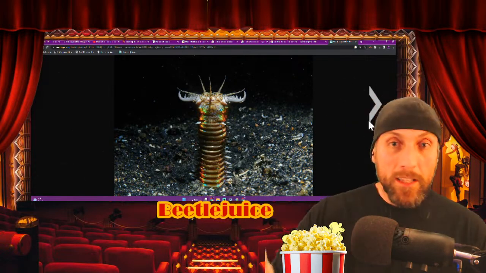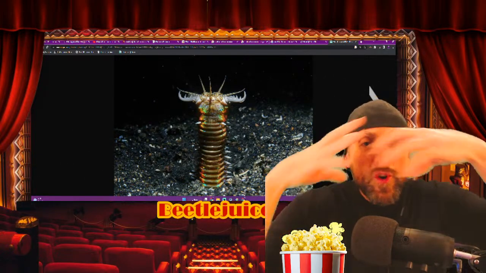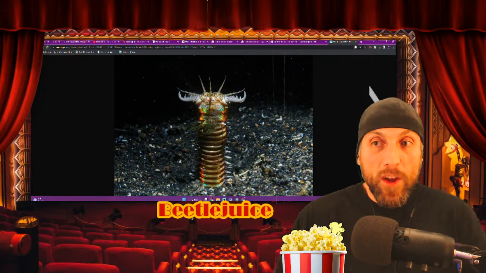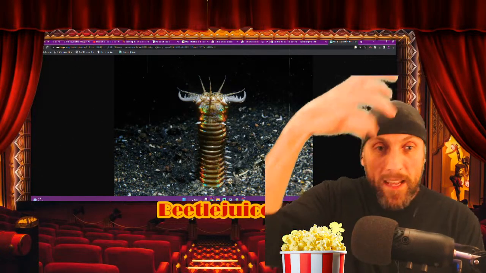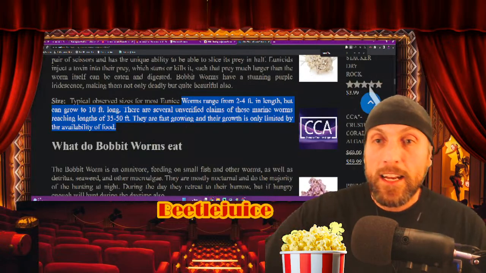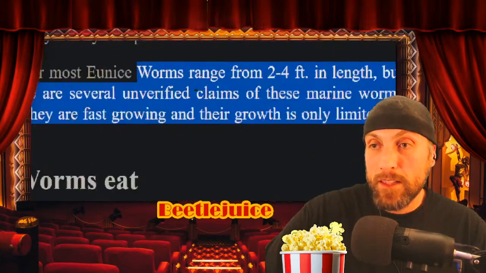They can move around in the sand and everything. And they have these huge outer jaw things that they open up like a bear trap. And whenever something gets close, they snap it and drag it down underneath the sand. Check this out. This article is talking about these types of worms.